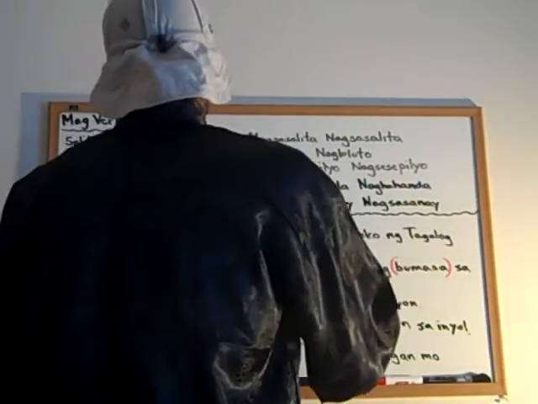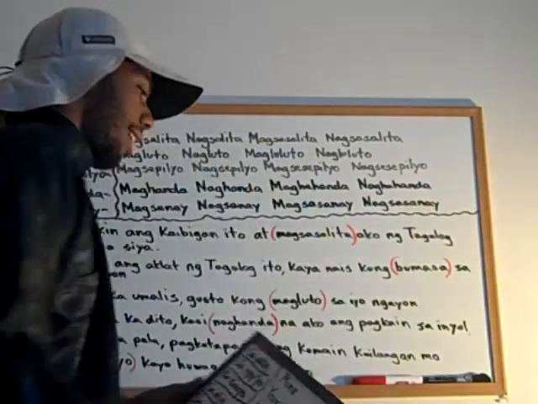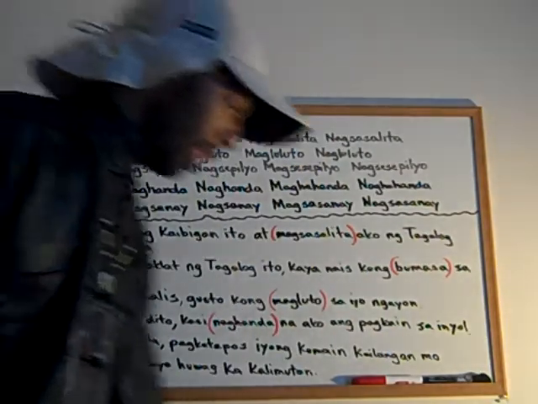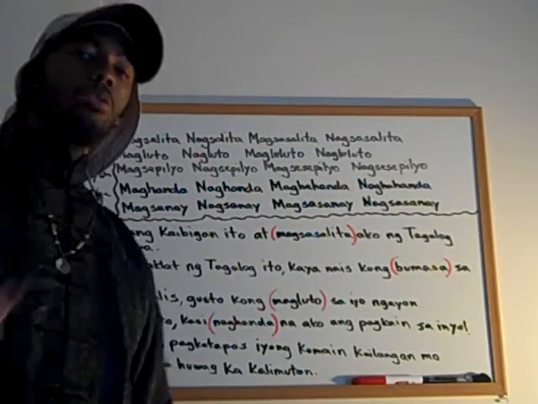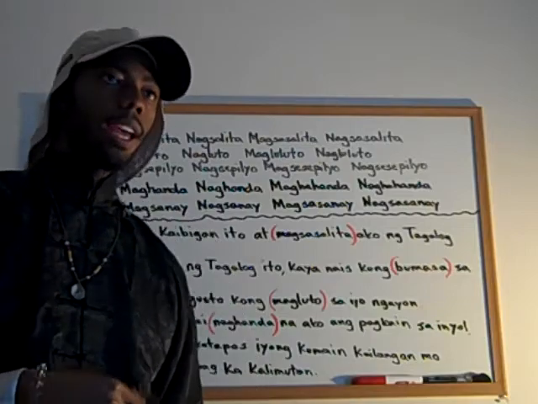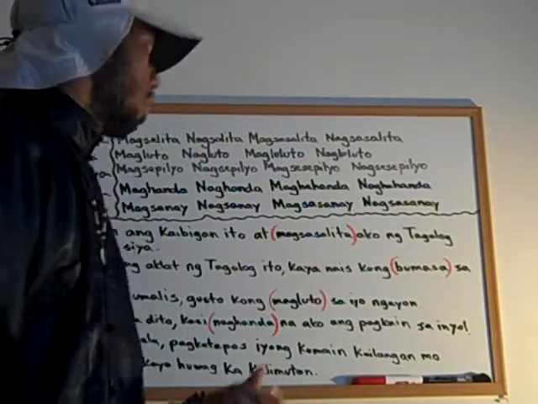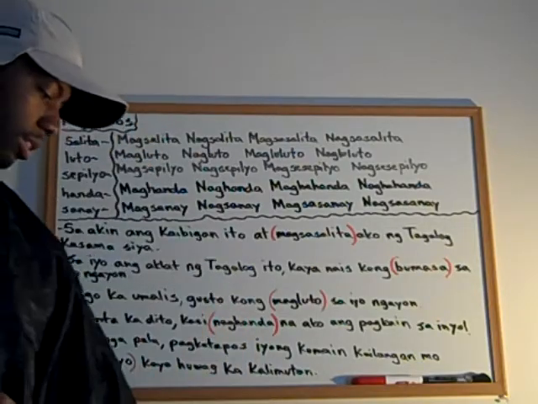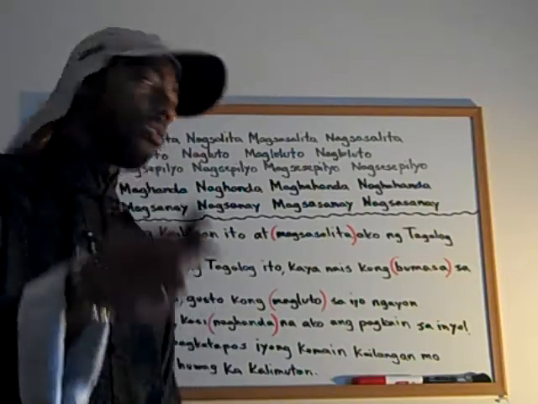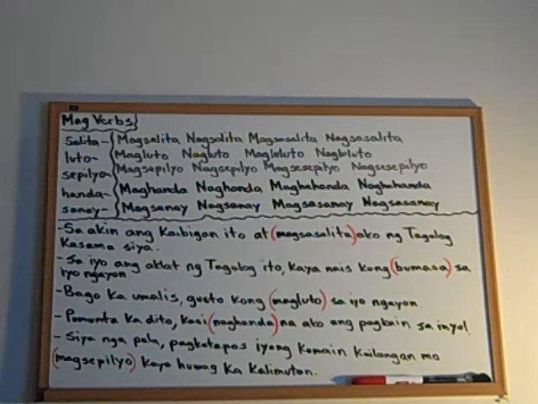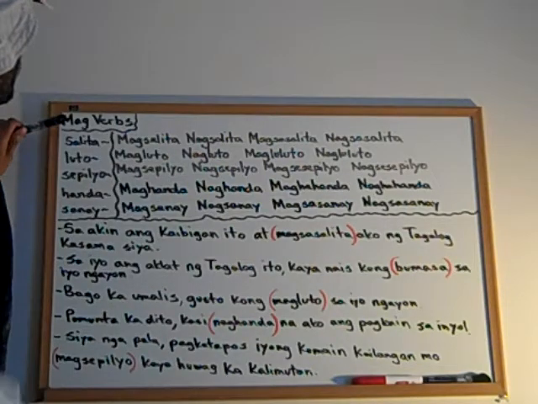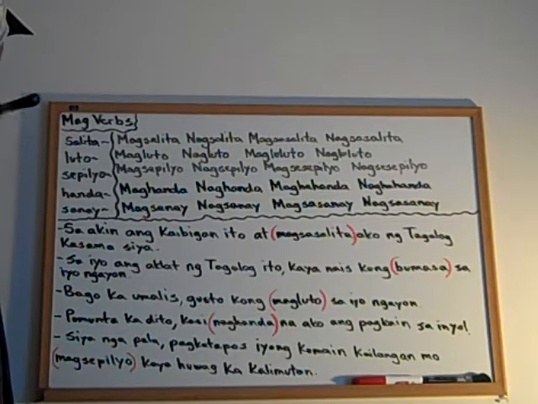Now, another thing about the sa akin, sa iyo, they also use those for when you say something like for you, for me, to you, to me. Like I will do this for you. You will use the sa akin, sa iyo for you. You guys will see this in the examples here. Okay, so let me go over the Mag verbs first before we go over the example sentences.